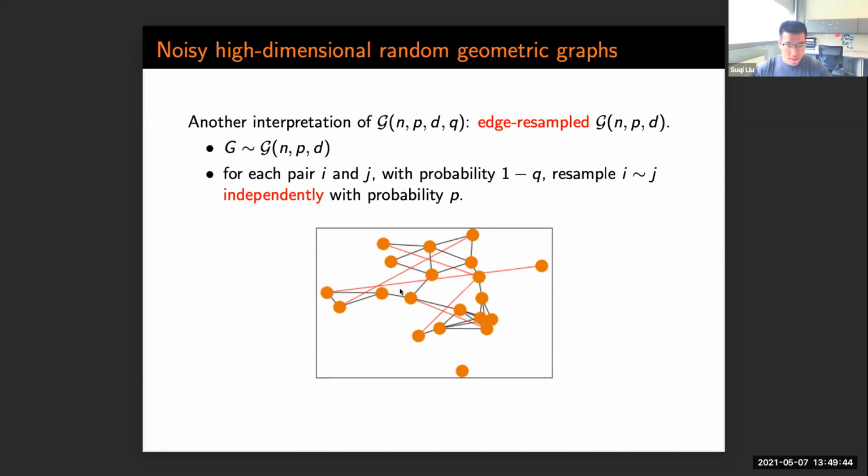So now this figure is a sample GMPDQ, which is taken by combining the two previous graphs we have seen, where the black edges are those from the GMPD and the red edges are those from the Erdős-Rényi graph.